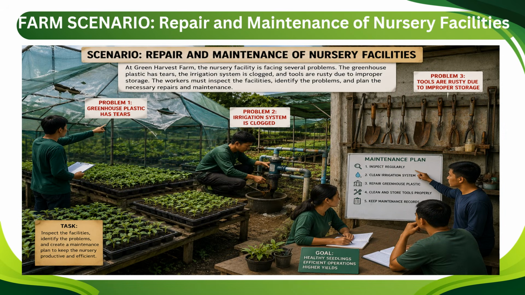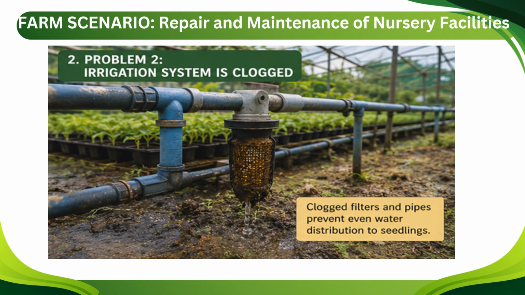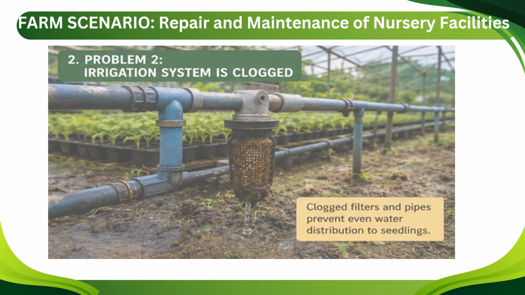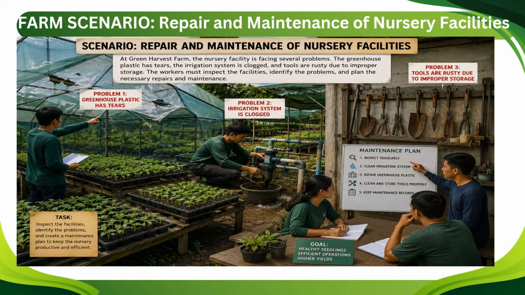At Green Harvest Farm, the nursery facility plays an important role in producing healthy seedlings for vegetable production. After several months of operation, the farm manager noticed several problems. The greenhouse plastic had tears that allowed pests to enter. The irrigation system was clogged and could not distribute water evenly. Many gardening tools were rusty due to improper storage. As a result, some seedlings became weak, growth was uneven, and production costs increased.